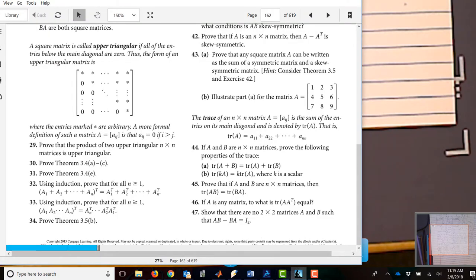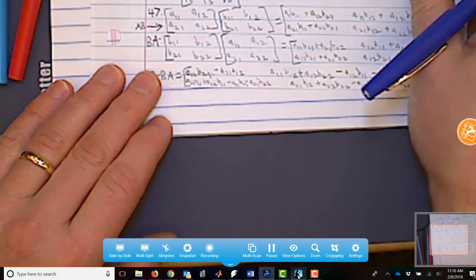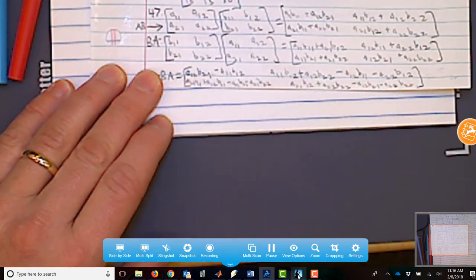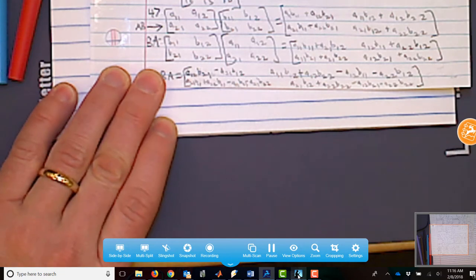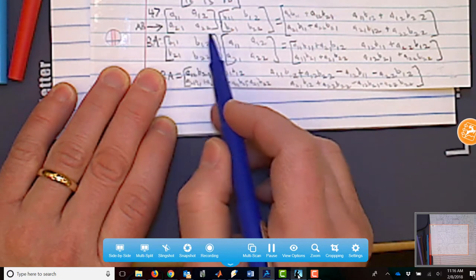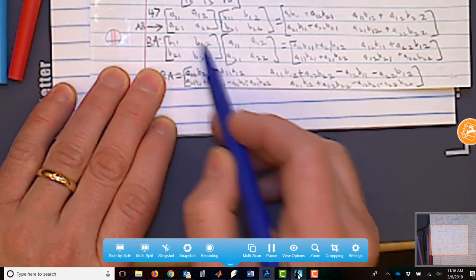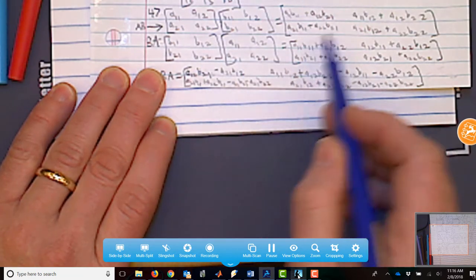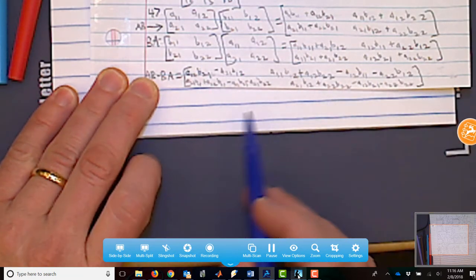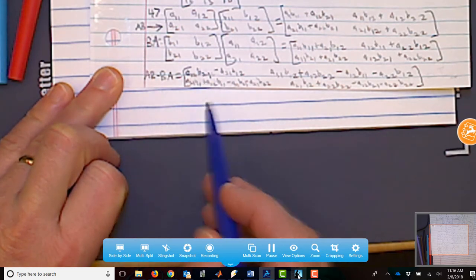Again, the problem said, show there are no 2 by 2 matrices such that this happens. So what did he do? He said, hey, here's 2 by 2 matrices. Let's suppose it equals the identity. Now, he did a heck of a lot of work here because these are variables, because he's trying to show that no matter what these matrices are, and he multiplied it all out, and then he simplified it. He did A times B, he did B times A, he subtracted them. He got a big mess.